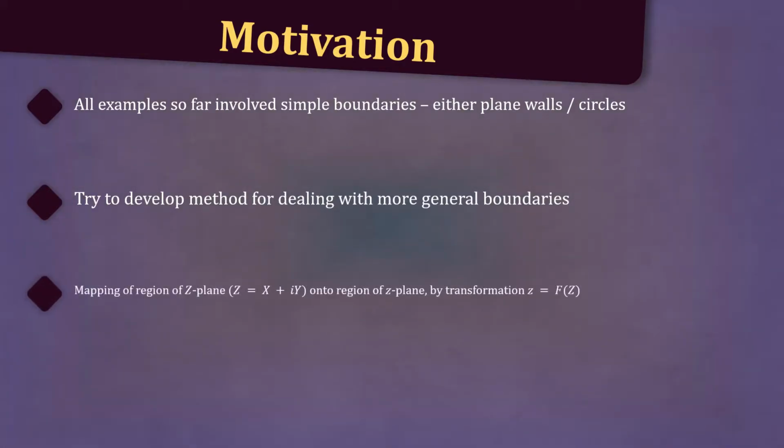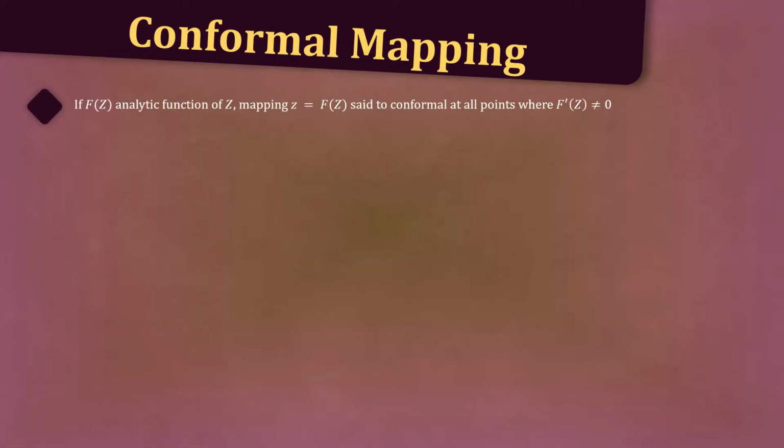Consider the mapping of a region of the Z-plane, where Z is equal to X plus iY, onto the lowercase z-plane by the transformation lowercase z is equal to capital F of capital Z. Hence, let's define a conformal mapping. If capital F of capital Z is an analytic function of capital Z, then the mapping lowercase z equal capital F of capital Z is said to be conformal at all points where the derivative of capital F of capital Z is not equal to 0.